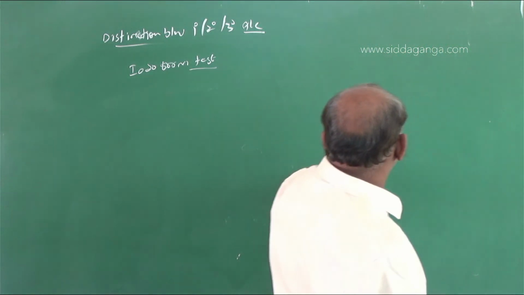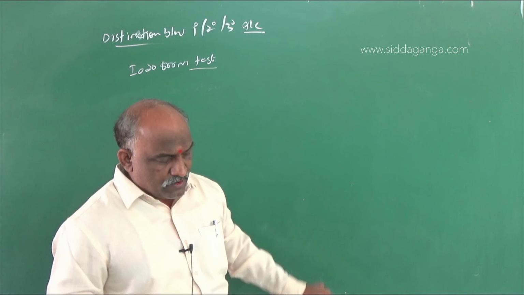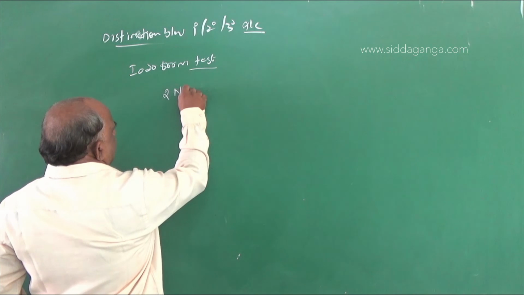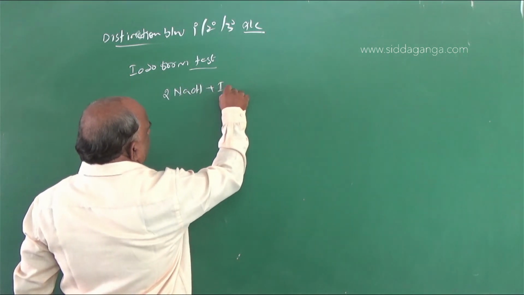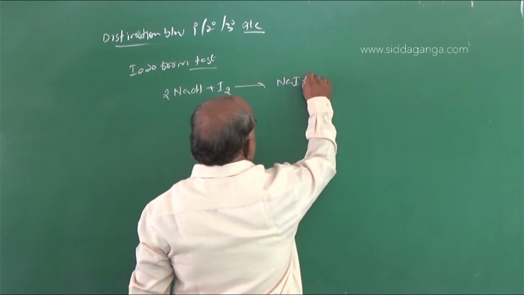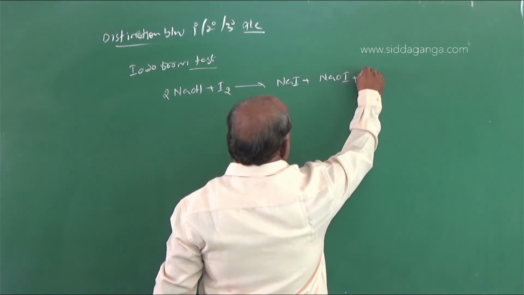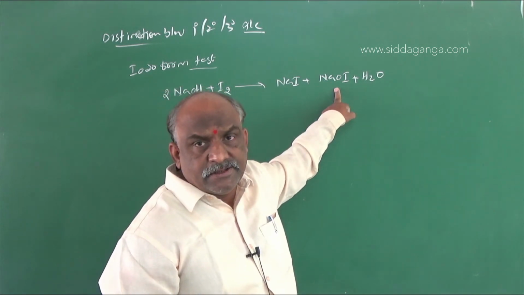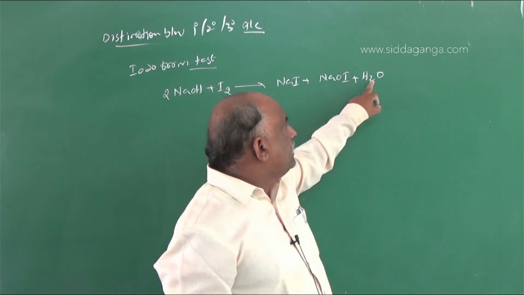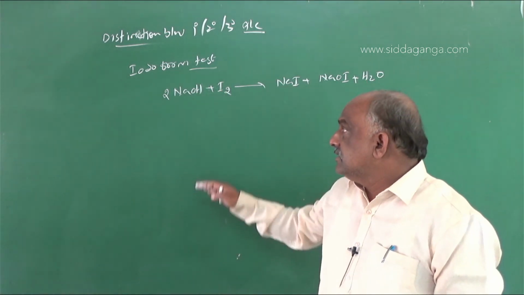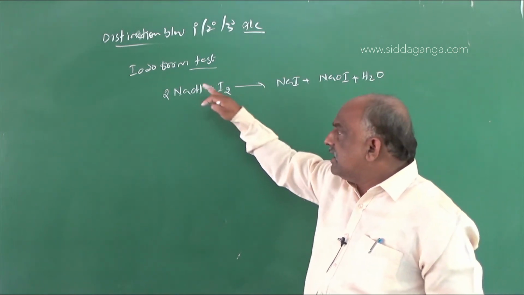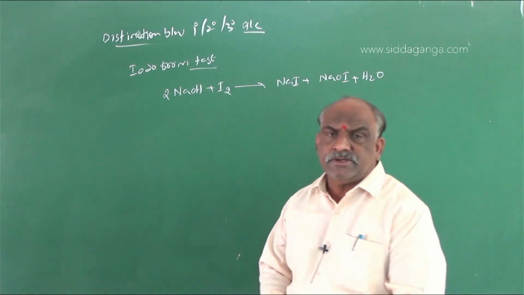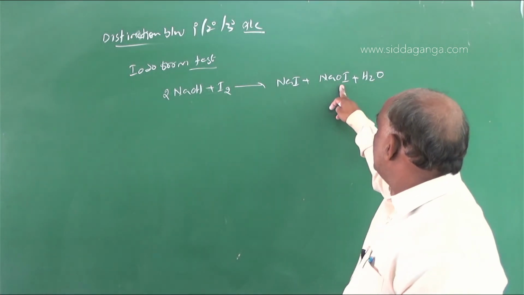What is iodoform? Iodoform is generally a yellow color powder. So here, what reaction takes place? Generally, the first step is 2 NaOH plus I2 gives rise to NaI plus NaOI plus H2O. One is sodium iodide, second one is sodium hypoiodite, and third one is a water molecule. So this is the first step. Generally, the reaction takes place in the presence of alkali with iodine.